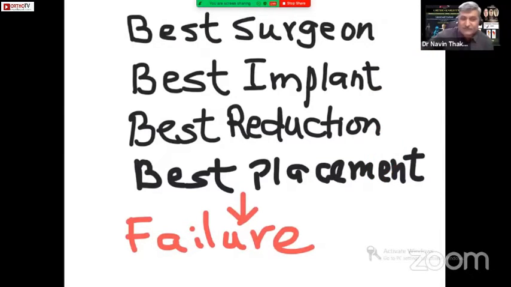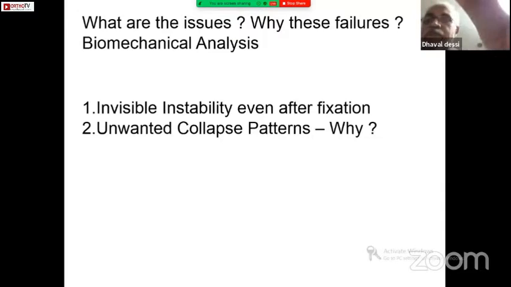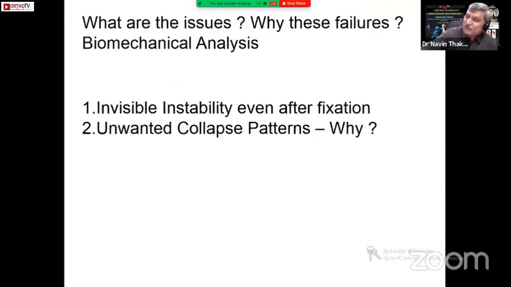But the only issue is the surgeon, implant, reduction, and placement. Still there are problems. But Navin, we should have the same patient. No, these are different looking patients. This case is okay, but in the previous case it was all okay, sir.